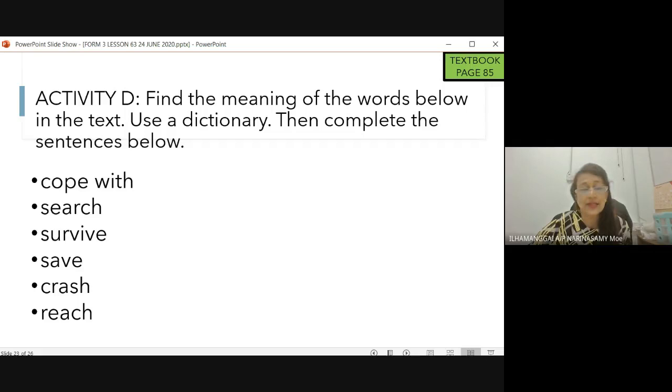Okay, survive is to stay alive in an extreme situation. Okay, good. Anyone else? Continue to live. Yes. Continue to live or exist in spite of an accident. Correct. What about safe? I think safe is very easy. What is safe? There's a difference between S-A-F-E safe and S-A-V-E save.